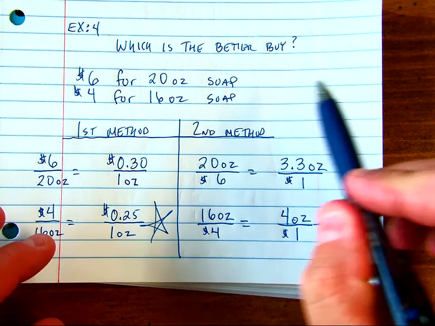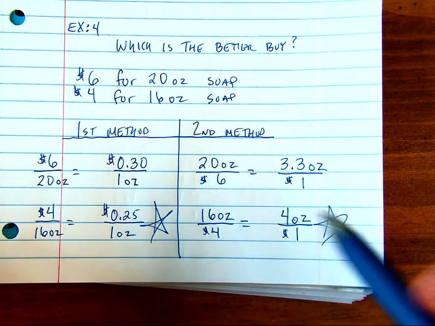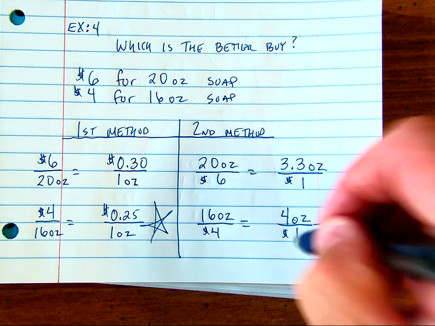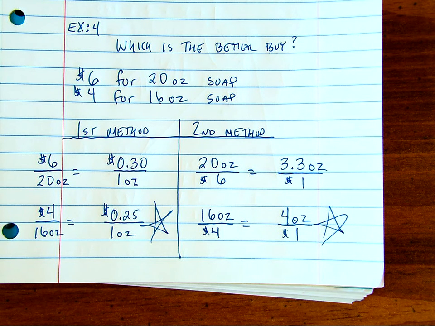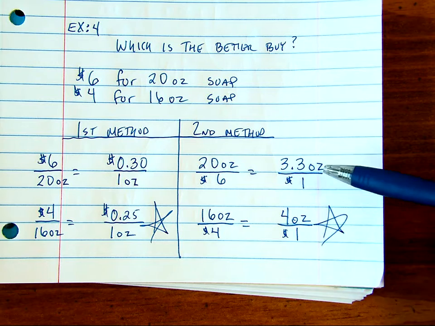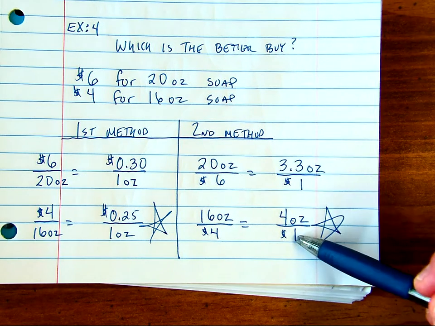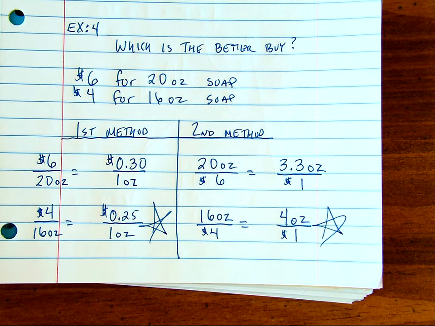What's taking place? For $1, I can purchase 3 ounces of soap. Or I can, for $1, purchase 4 ounces of soap. I'd rather get the 4 ounces. Think about it this way. If you had $1 and you went into Taco Bell and you bought 3 tacos, or you walk into Taco Bell with $1 and bought 4 tacos, which one's the better buy? Obviously, I'd rather have the 4 tacos for $1 than the 3 tacos for $1.